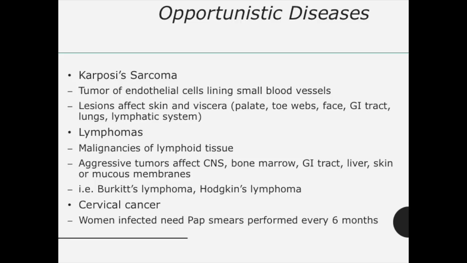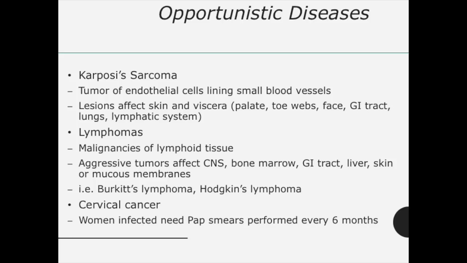So Kaposi's sarcoma is a pretty big complication with AIDS. It's the tumor of the endothelial cells lining the small blood vessels. So they'll have lesions that affect their skin and their viscera. So you can look at that list of common places that you would see that.